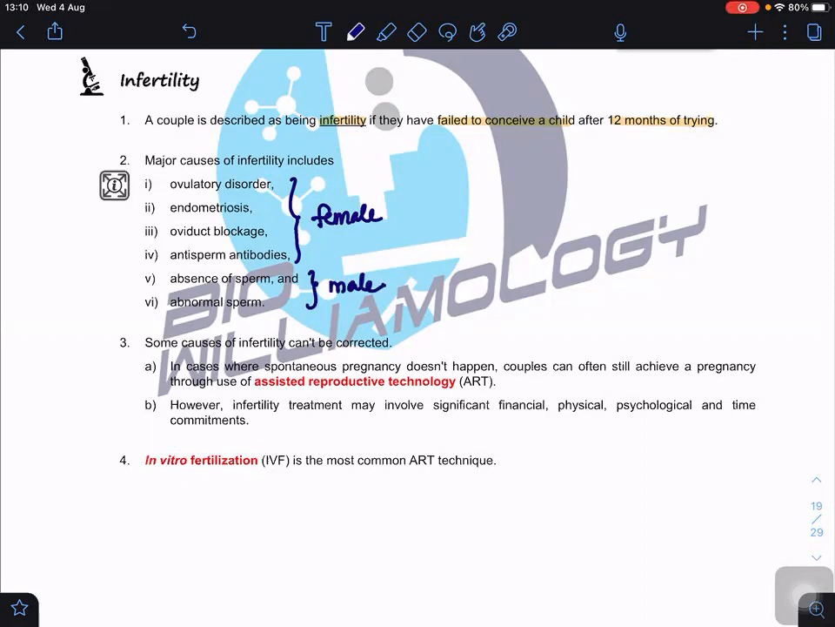So some causes of infertility cannot be corrected. For example, for hormone problems, you can still use hormones to stimulate ovulation, or stimulate the follicle to develop. But some of them, for example anti-sperm antibody, are very hard to solve. So in cases where spontaneous pregnancy does not happen, the couple may opt for assisted reproductive technology, which we discussed previously. However, this type of treatment involves significant financial, physical, psychological, and time commitments.